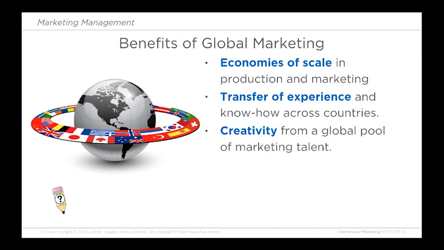One of the advantages of operating your marketing on a global basis is economies of scale. If you can find a way to produce your product that includes your packaging, your distribution system, if you can do those the same, then you get economies of scale versus trying to do something different for every market. But there's some downsides to that too.